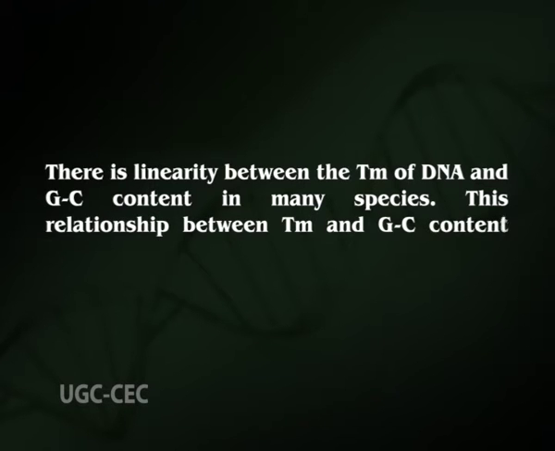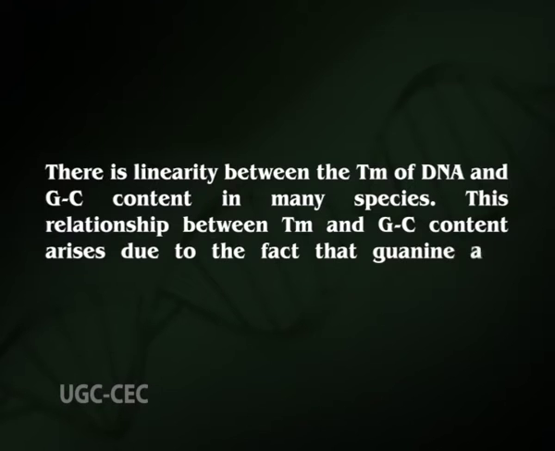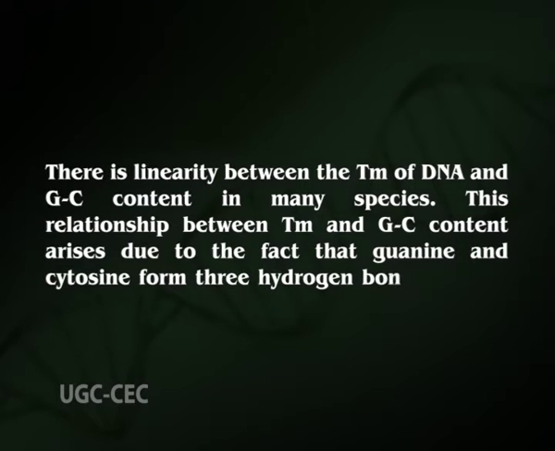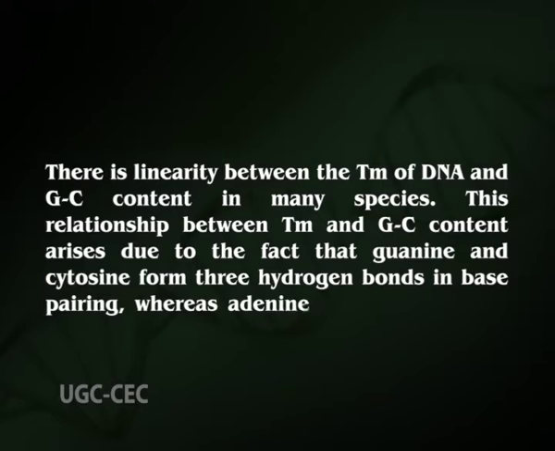This relationship between Tm and GC content arises due to the fact that guanine and cytosine form 3 hydrogen bonds in base pairing, whereas adenine and thymine form only 2. At the same time, GC pairs are more hydrophobic than AT pairs, so they stack better, thus affecting the stability. A DNA that consists entirely of AT base pairs melts at about 70 degrees centigrade, and another DNA that has only GC base pairs melts at over 100 degrees centigrade.